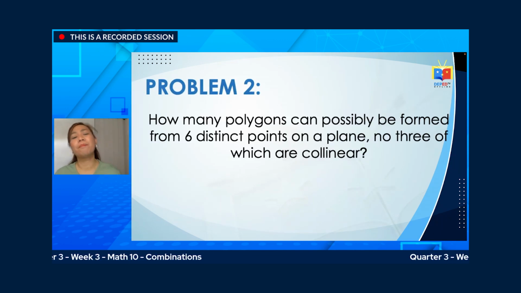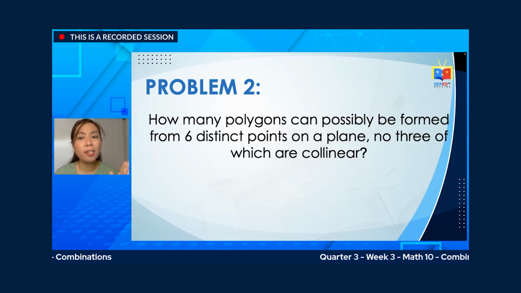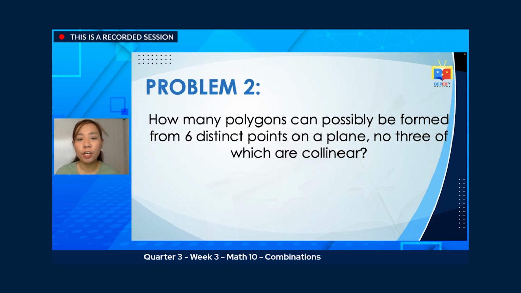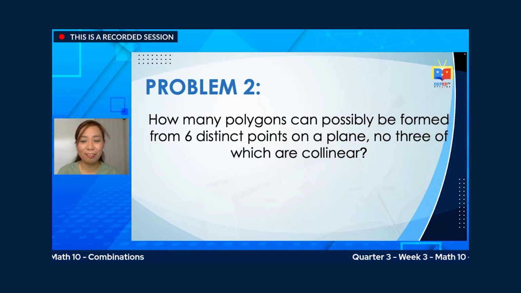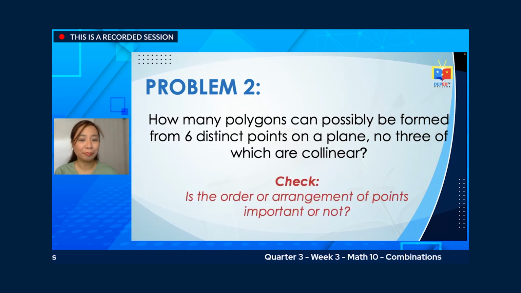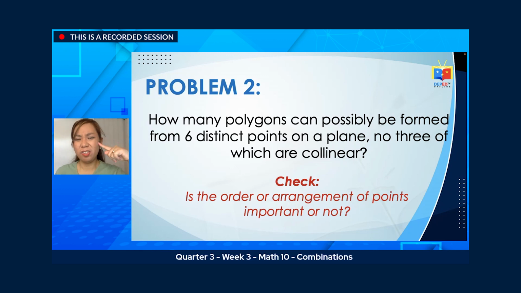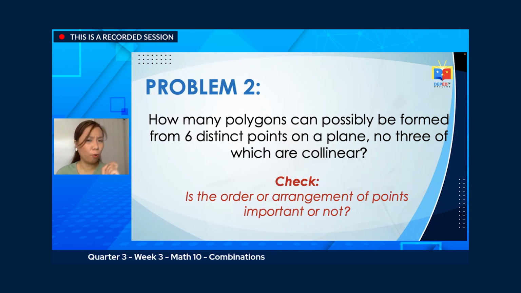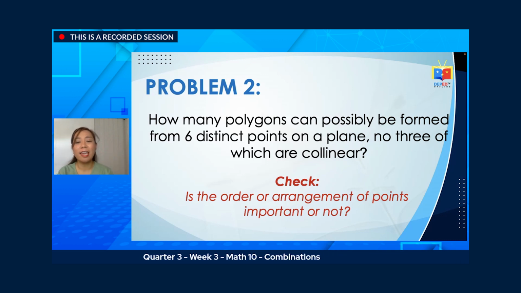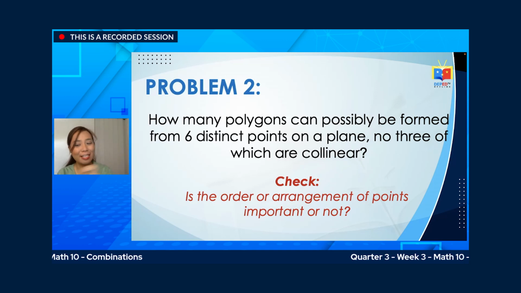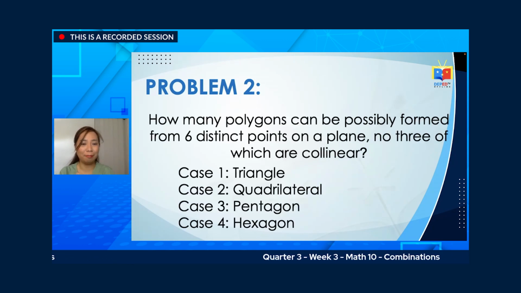Now let's try this. How many polygons can possibly be formed from 6 distinct points on a plane, no 3 of which are collinear? Polygons. We wanted polygons. So in this one, again, check. Is the order or arrangement of points important or not? Remember naming triangles? The arrangement does not matter. So in this case, this is still not. It's a combination problem, yes.